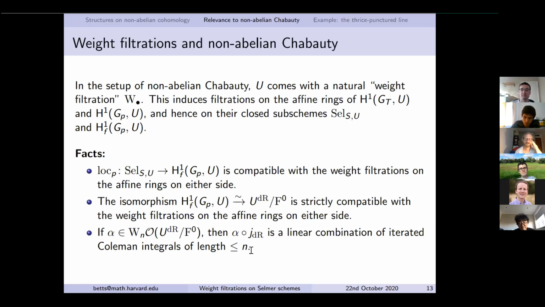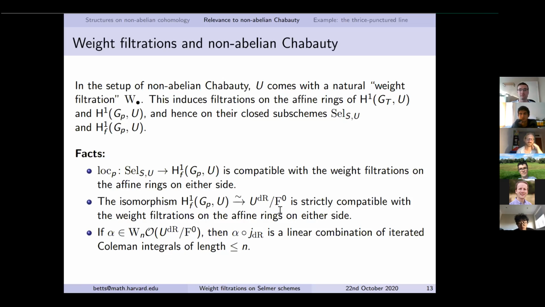Yes. And, a related comment, which will appear in a second: you can actually define the weight of a Coleman integral, and these in fact give you iterated Coleman integrals of weight at most n, but in particular they have length at most n.